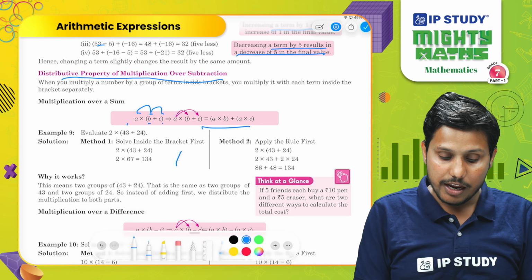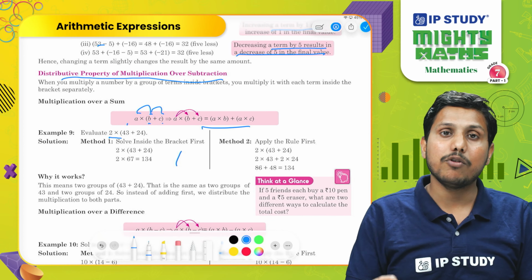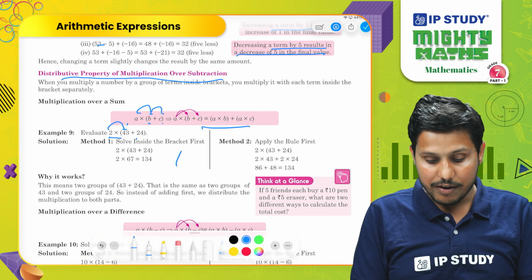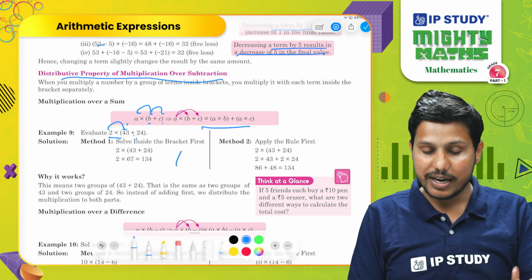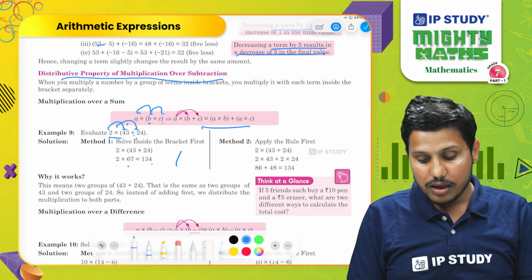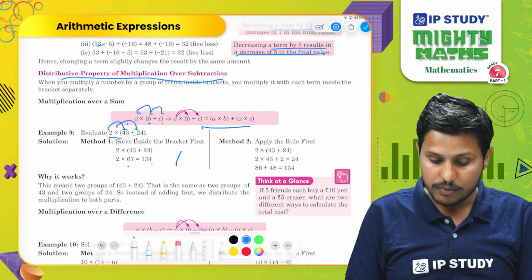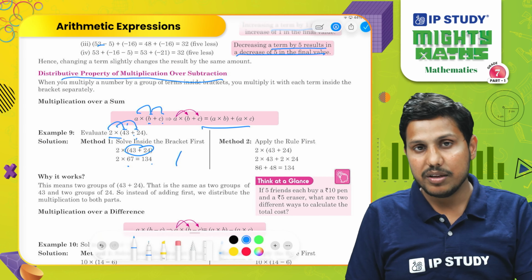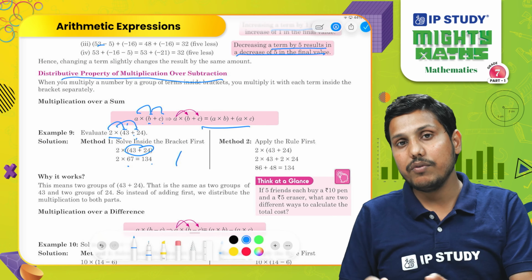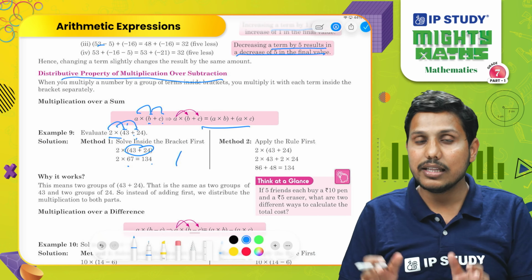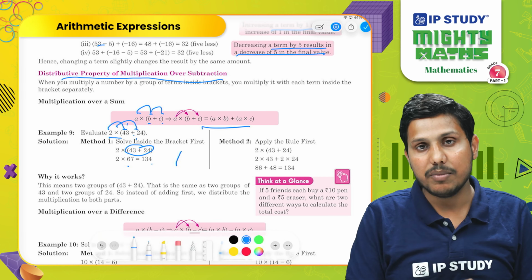For example, if you want to evaluate 2 multiplied with 43 plus 24, we have to multiply 2 to 43, then keep the sign that we have, plus or minus, and then multiply 2 with 24, which will be 134. Like here we have been adding first and then multiplying, and here we are multiplying the numbers first and then adding the results obtained on multiplication.